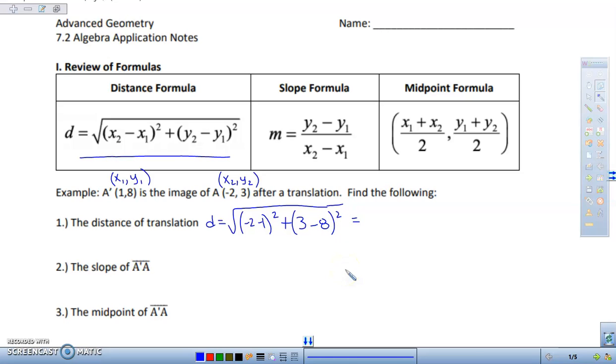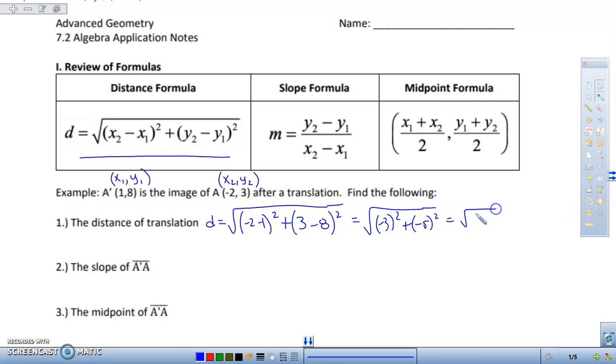All right, and we're just going to use some algebra to simplify that. So that's -3, we'll square it in a second. And then 3 minus 8 is -5, we'll square that in a second. Now remember, you guys, when you square negatives, squaring is multiplying by itself, and a negative times a negative is a positive.